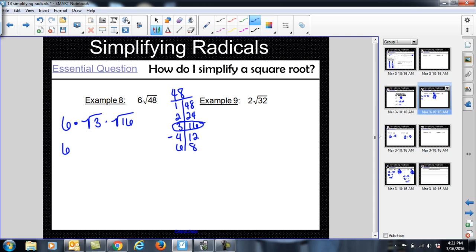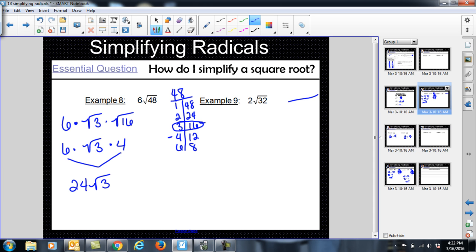And then I'll simplify, so 6 stays a 6, square root of 3 stays square root of 3, but square root of 16 becomes 4. Now, since this is multiplication, these are numbers. I can go ahead and multiply them together. 6 times 4 is 24. Keep your square root of 3, so my answer is 24 square roots of 3. And if I put this and this into my calculator, they will come out and equal the same thing. This is just simplified where this is not.